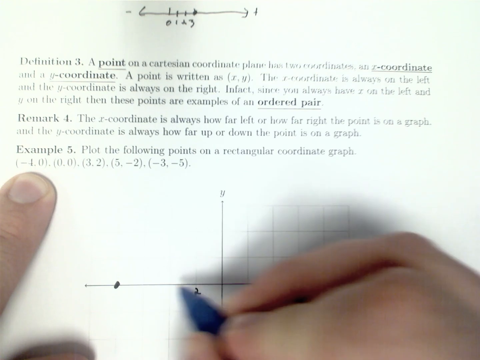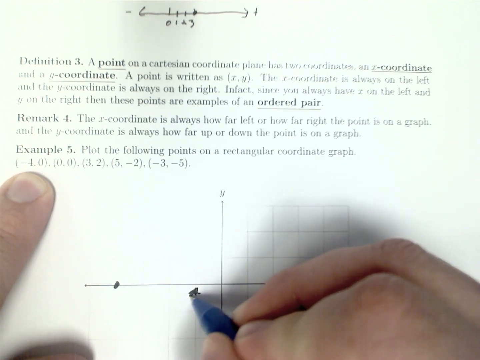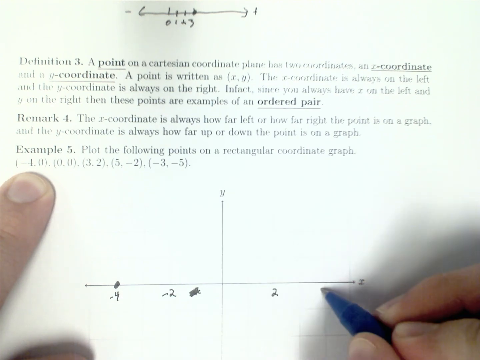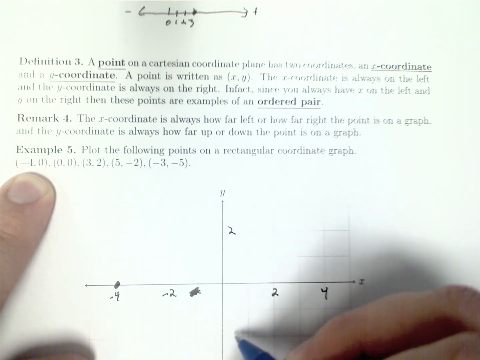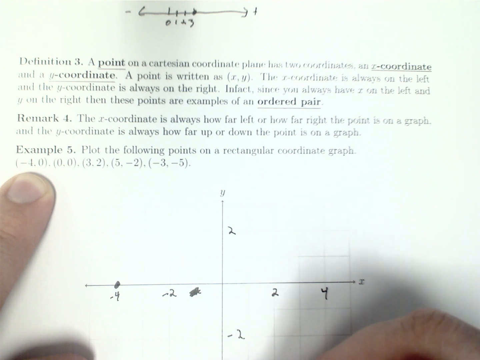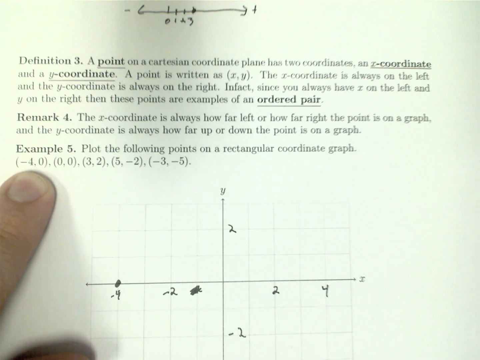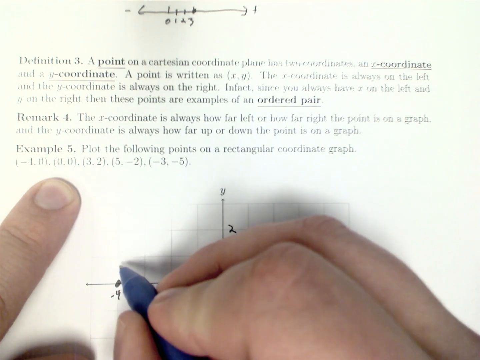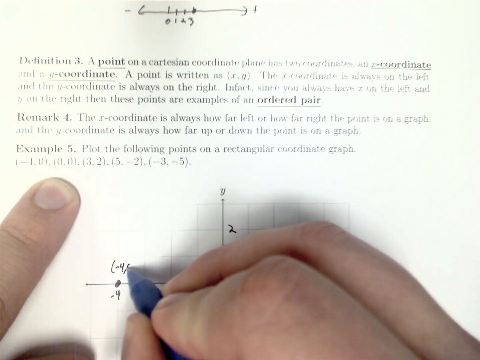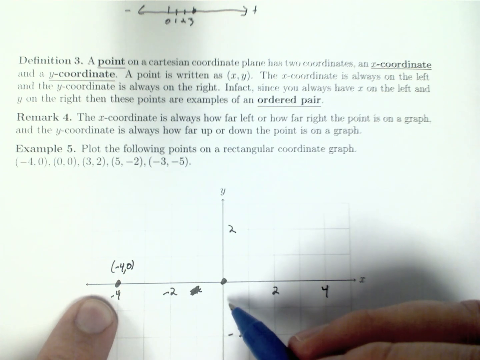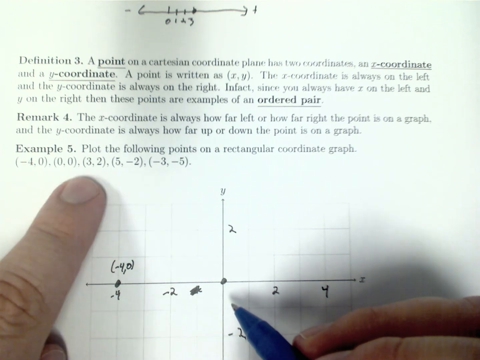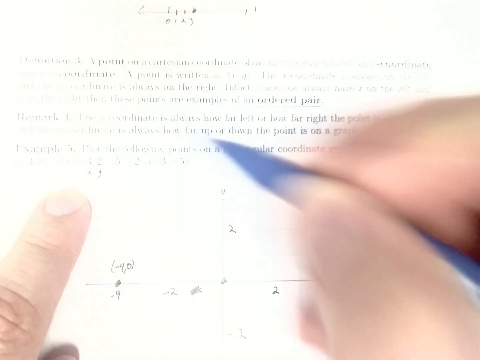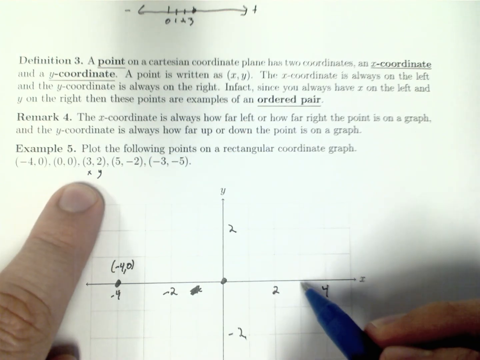So we can label these. Oops, I did a terrible job labeling there. Let's label every other one. All right, there we go. So 0, 0, that's the origin. Oftentimes, it's also a good idea to label points on the graph. It's not as important when it's along an axis, or the origin for that matter, but for something like 3, 2, we go right 3, and then up 2. Again, it's always x, then y.